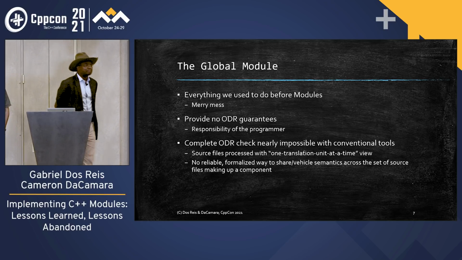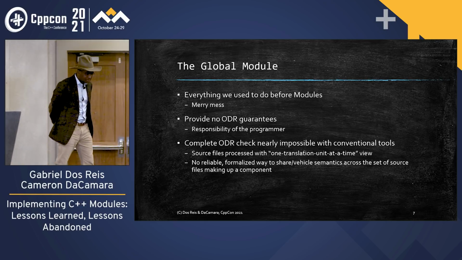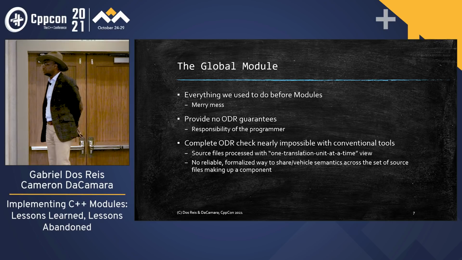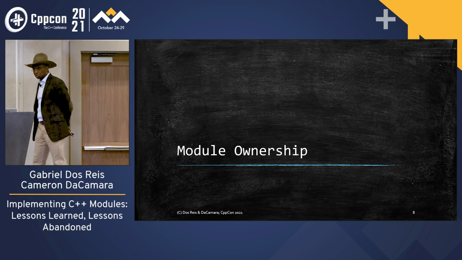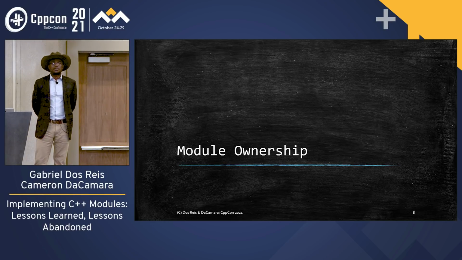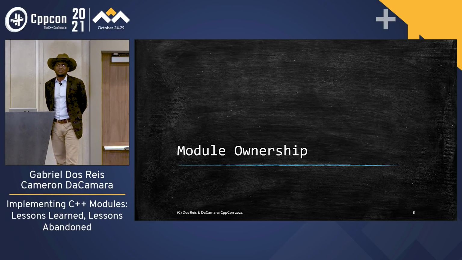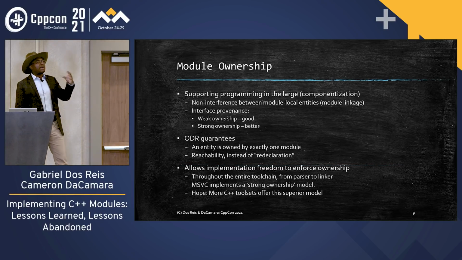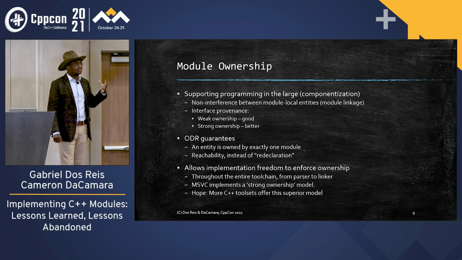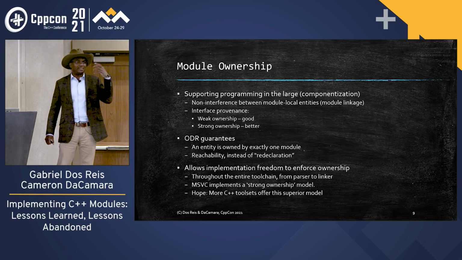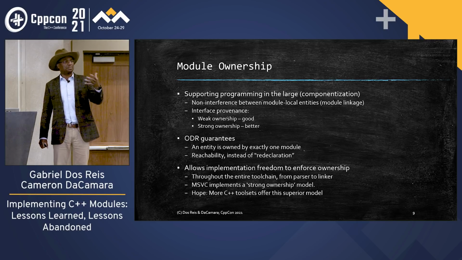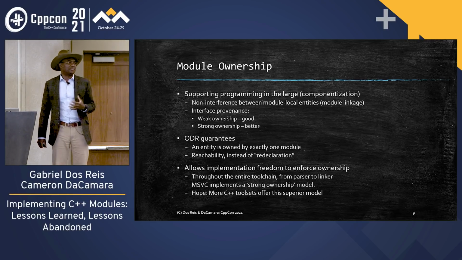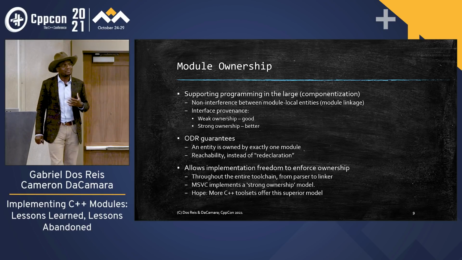So to make good on the promise of modules and ODR, I introduced the notion of module ownership. So what is this mysterious module ownership? The idea is that for every interface, every declaration, every entity that's exported to you, made available to you, the toolset tracks the provenance, right? Where they come from.